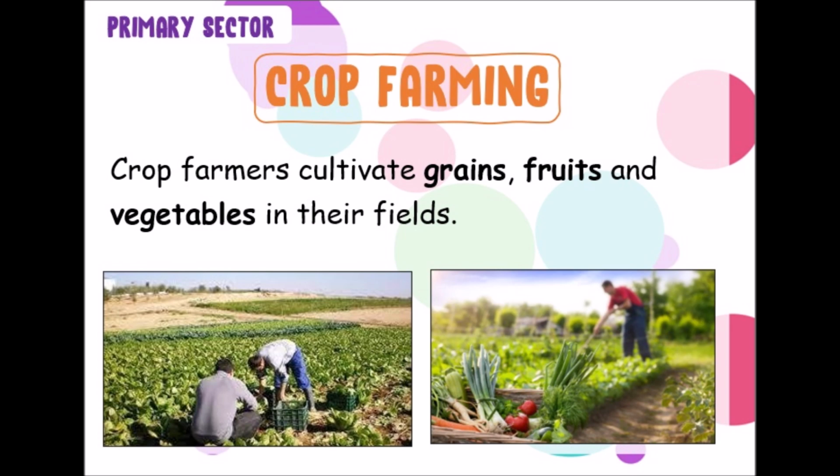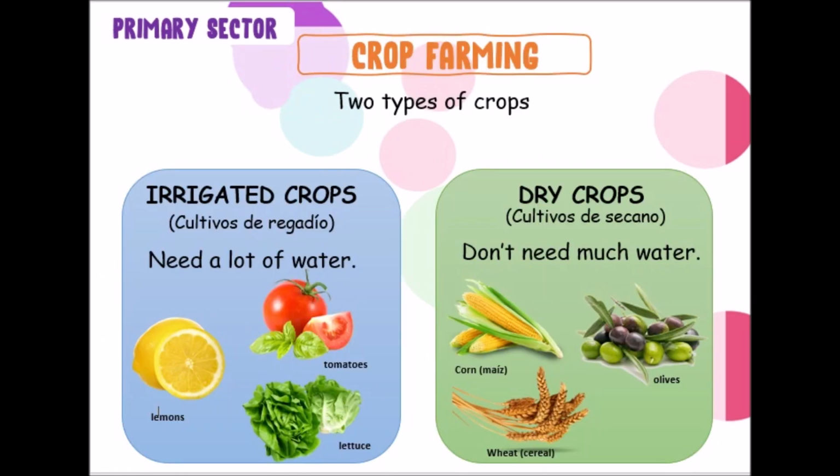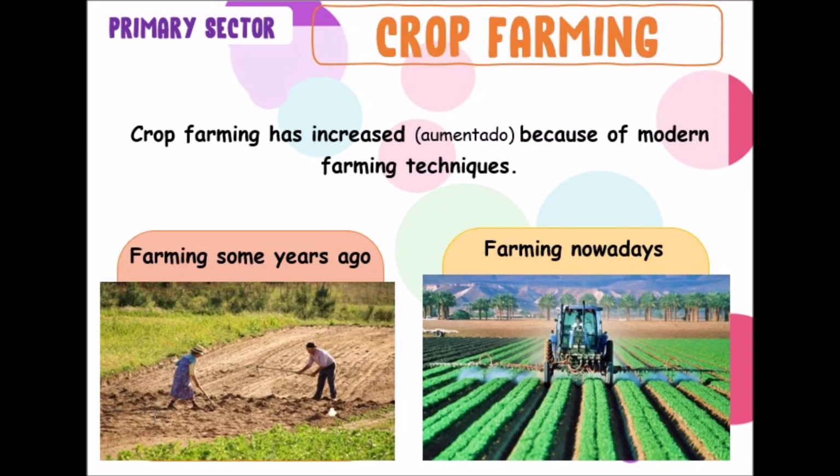In crop farming activities, crop farmers cultivate grains, fruits, and vegetables in their fields. There are two types of crops. First, we have irrigated crops. These crops need a lot of water, like lemons, tomatoes, or lettuce. Then there are dry crops. These crops don't need much water, like corn, wheat, or olives.